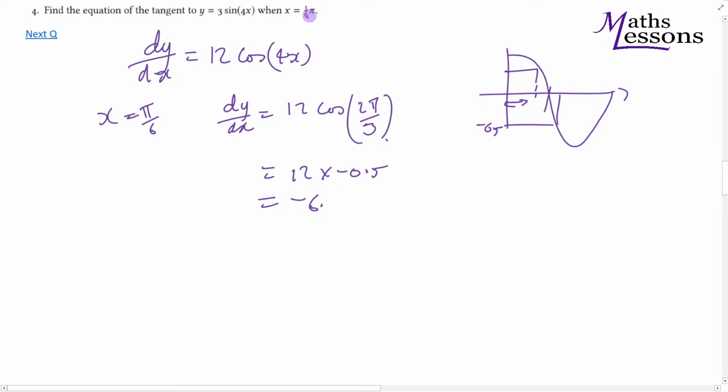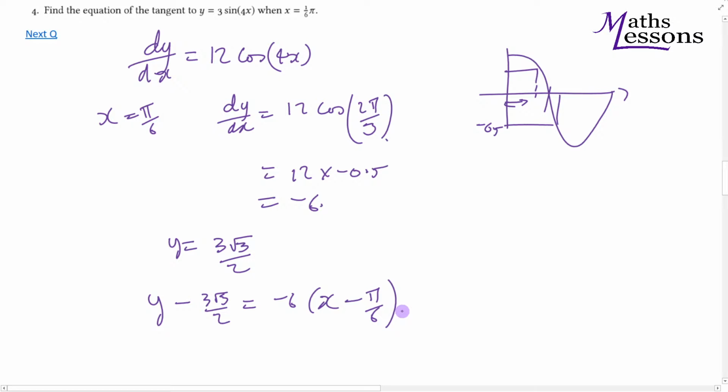If we put pi by 6 into this expression, then we're going to get y is equal to 3 times root 3 over 2. Okay, you can just shove that into your calculator and get that value out. So you put pi by 6 in for the x, times by 4, do sine, times by 3. Make sure you're in radians. And so therefore, the equation of the tangent is y minus the y value, root 3 over 2, is equal to the gradient minus 6 times x minus the x value, which is pi by 6.